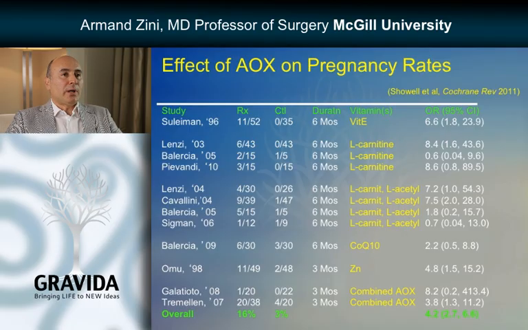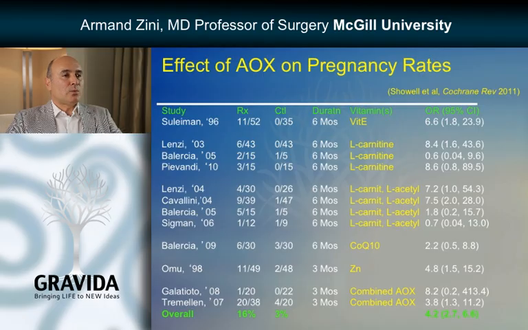Now, what about pregnancy rates? There's been a recent review of the effect of antioxidants on not just sperm parameter outcome, but also on pregnancy rates. And this particular study, a systematic review, has shown that the use of antioxidant supplements in men will improve pregnancy rates in the couple.